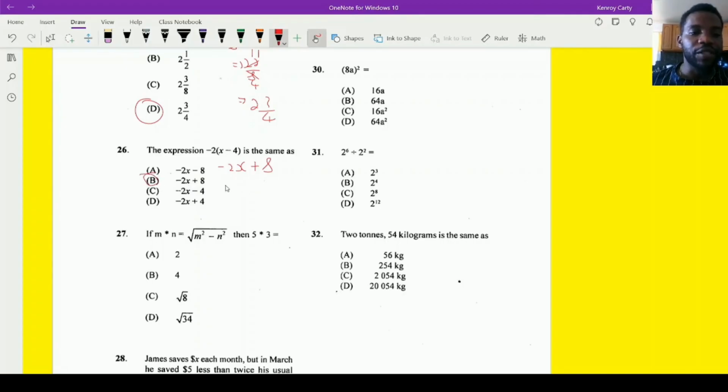If you want me to write it out, it's negative 2 times x, and then you have a next negative 2, which is negative 2 times negative 4. So it's negative 2x, and negative 2 times negative 4 is positive 8.